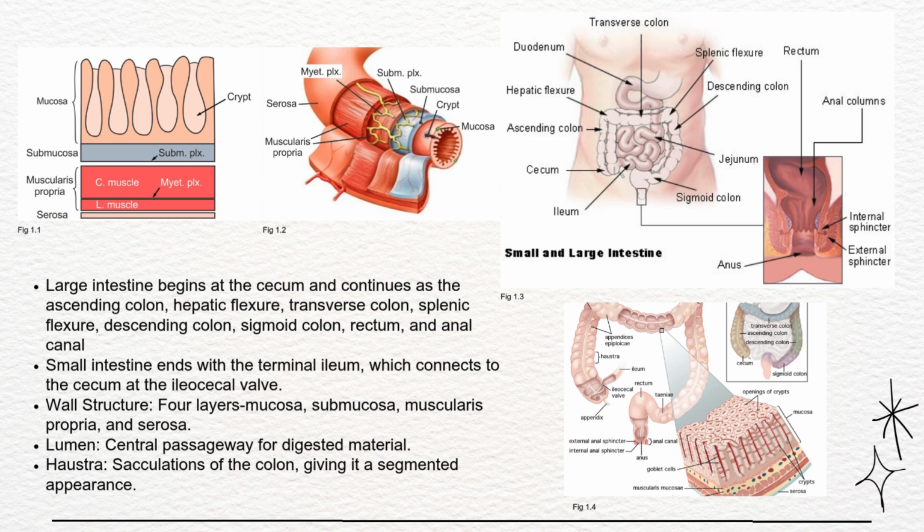And then looking at your wall structure, we have the 4 layers. First, we have the mucosa, which is the innermost with the epithelial cells, lamina propria, and muscularis mucosae. Then you have the submucosa, which is the connective tissue, blood vessels, nerves. And then we have the muscularis propria, which is circular and longitudinal muscle layers. And then we have the serosa, which is the outermost layer. More importantly, we also have the haustra, which is the sacculations of the colon, giving it a segmented appearance. And then we also have the lumen, which is the central passageway for digested materials.